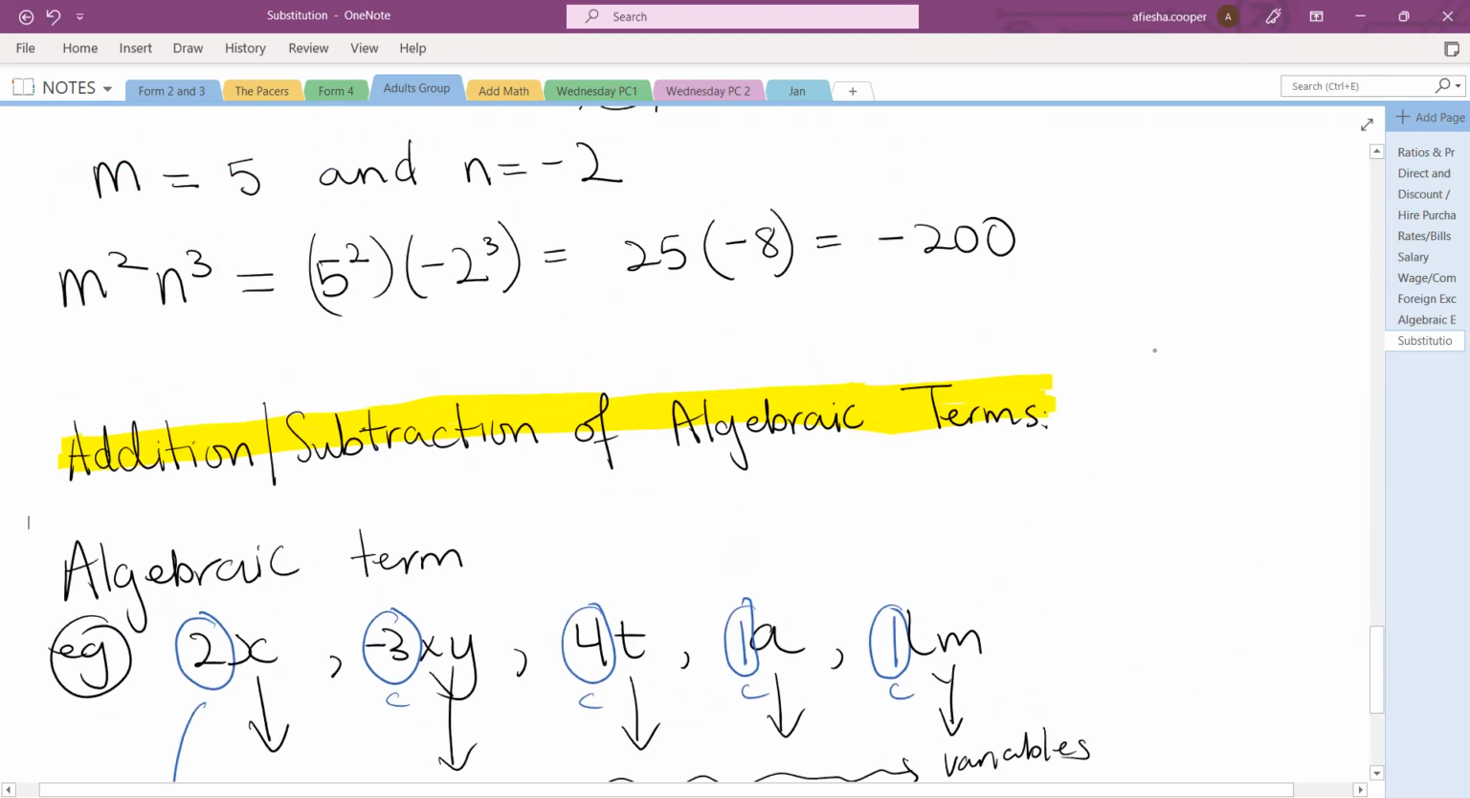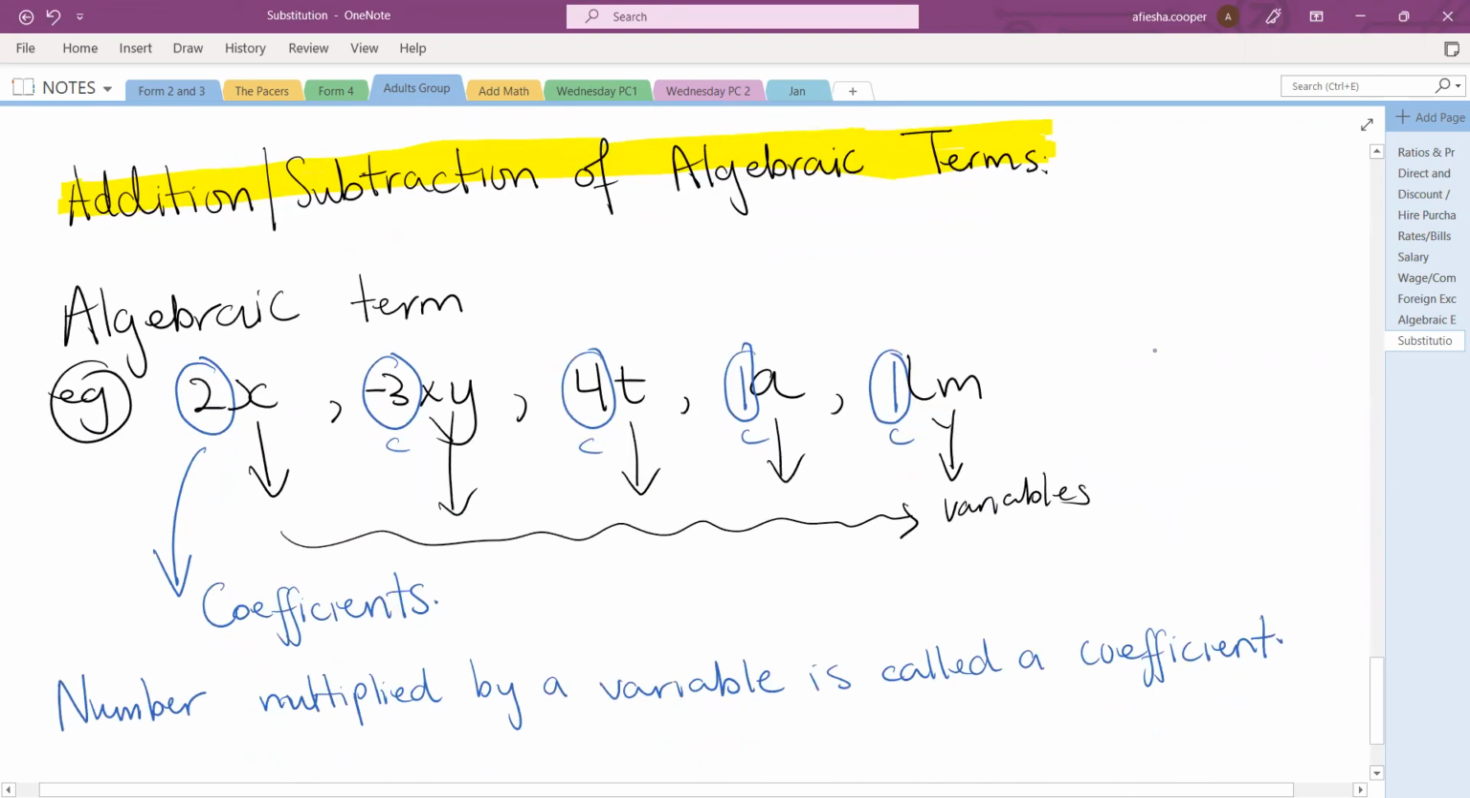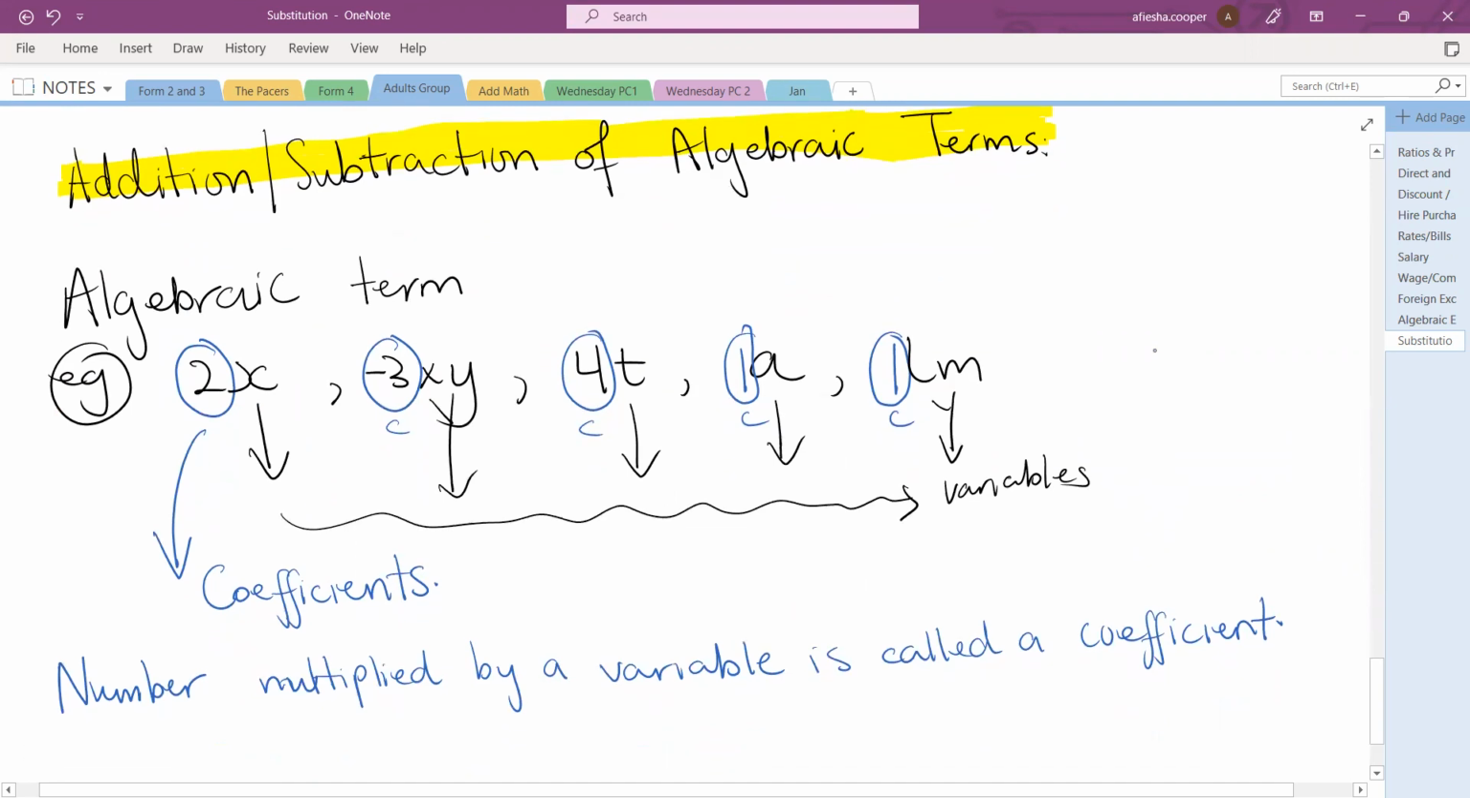So for the addition and subtraction of algebraic terms, understanding what is an algebraic term is key, right? So the algebraic terms are just like the algebraic expressions. So 2x, negative 3xy, 4t, 1a, 1lm, or just a, or just lm. These are called algebraic terms.